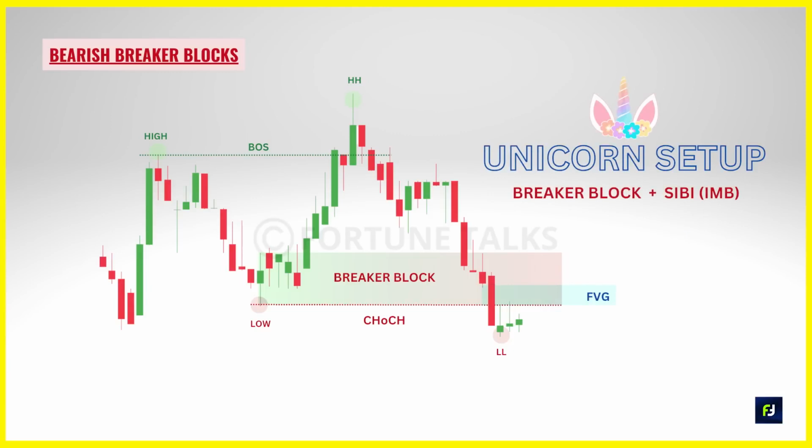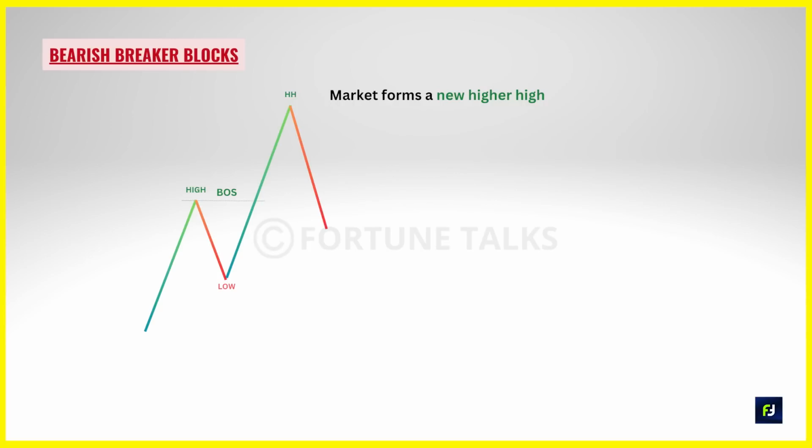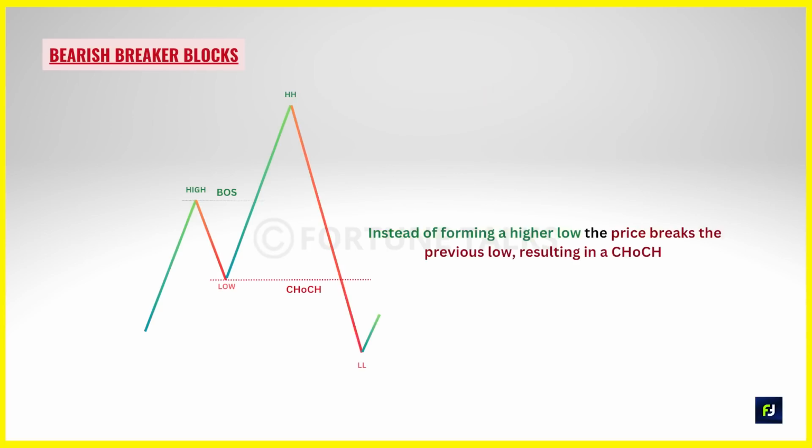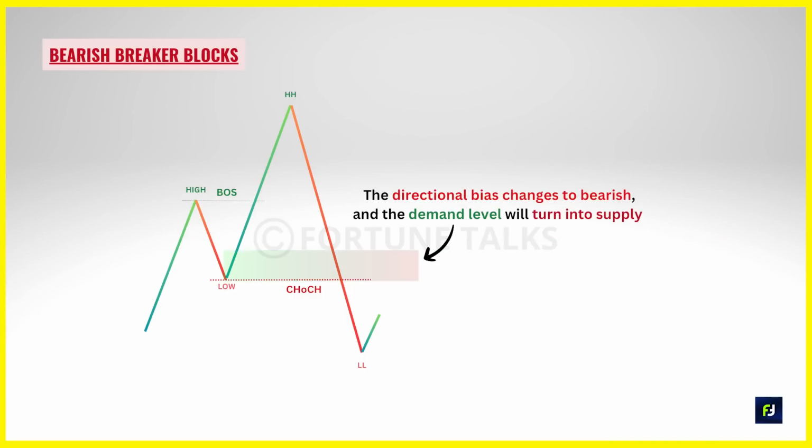Let us briefly understand the logic behind the whole concept. The market forms a new higher high, but contrary to forming a higher low, the market breaks below the previous low and makes a change of character instead. As a result of the aggressive move breaking below the previous low, the directional bias has changed to bearish and our demand level will turn into a supply level after this break has occurred.